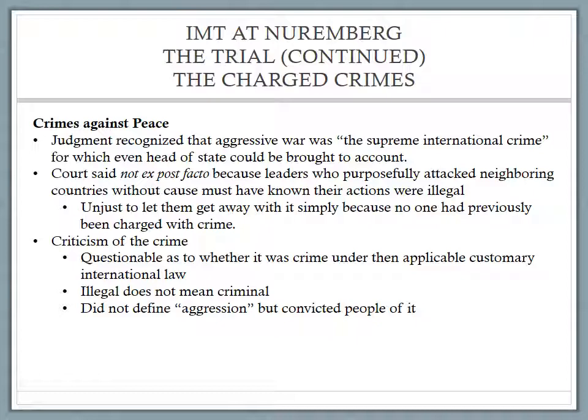But there were criticisms of the crime, notwithstanding the court's statement that the crime was not ex post facto. It was questionable whether it was a crime under then applicable customary international law, because illegal does not mean criminal. The relevant treaties at the time forbade only the resort to war, not the planning, preparation, initiation of war, or conspiracy. And the Kellogg-Briand Pact didn't deal with individuals, only states.